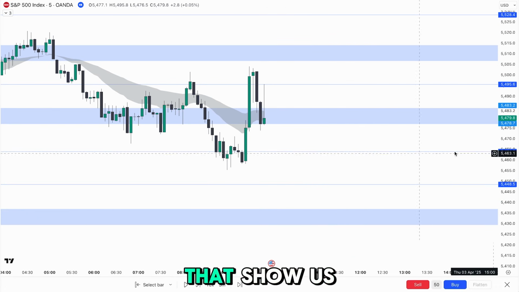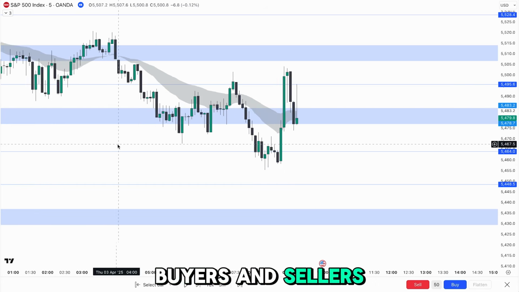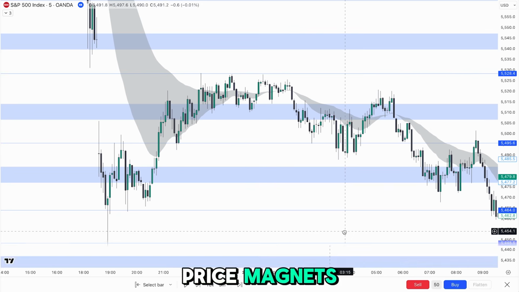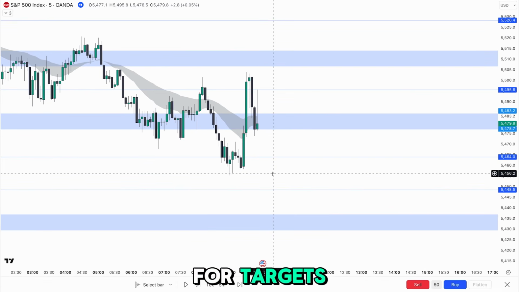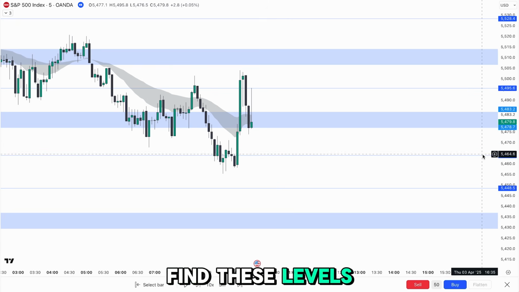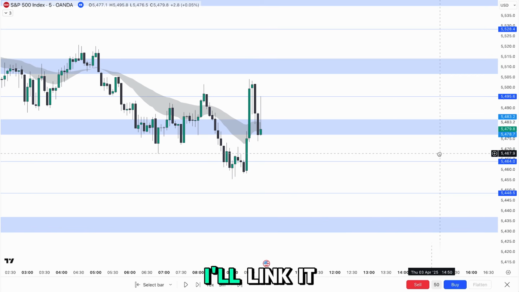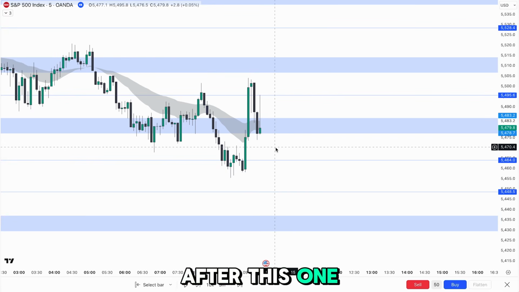These are volume-based levels that show us exactly what points buyers and sellers find important. They act like price magnets because they contain a lot of liquidity, and that's what makes them perfect for targets. I actually break down how to find these levels in detail in my previous video. I'll link it here if you want to check it out after this one.